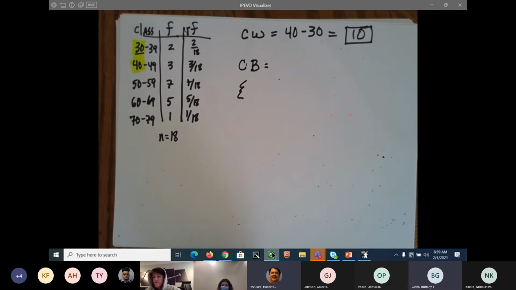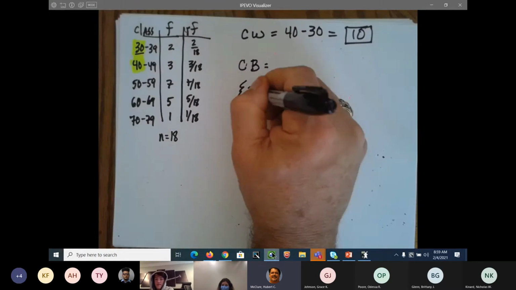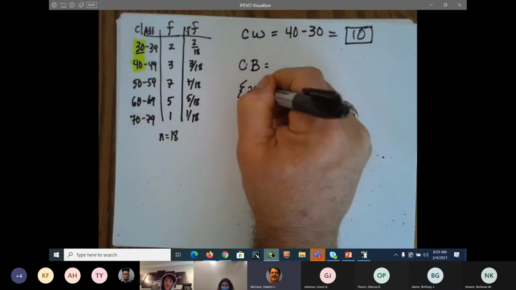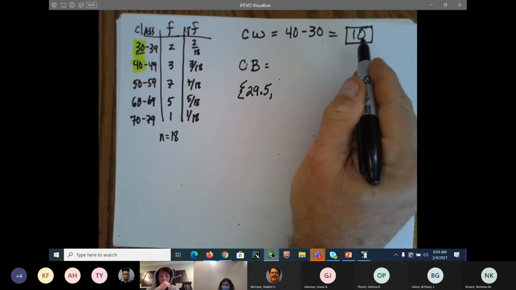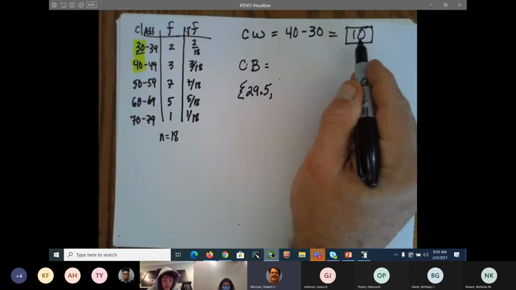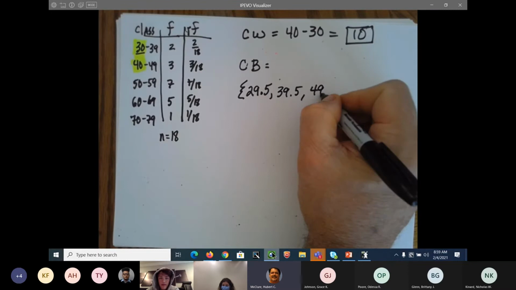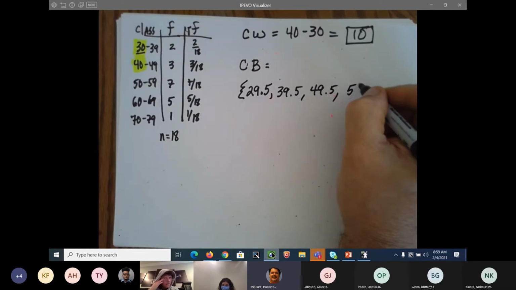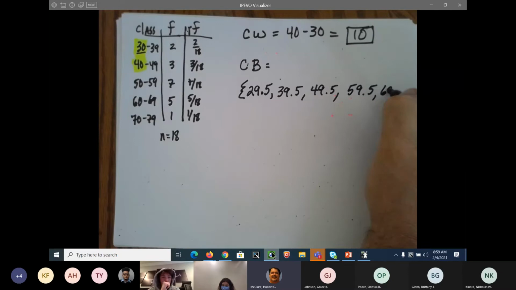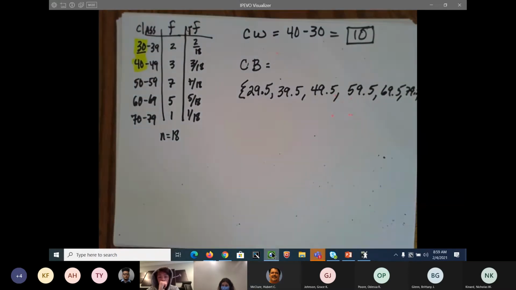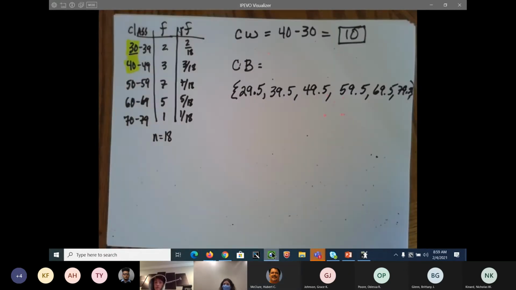29. And I'm going to add 0.5 to it because they're whole numbers. And I'm going to add what to the first number? 10, the class width. So that'd be 39.5, 49.5, 59.5, 69.5, and 79.5. Sorry, I ran out of room there.